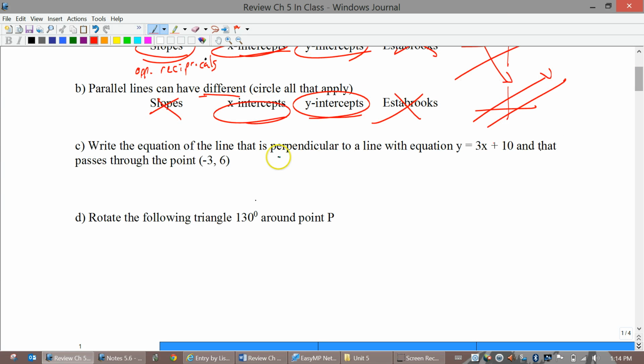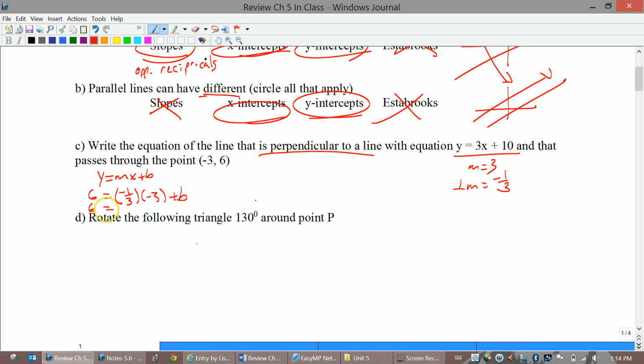Find the equation of the line perpendicular to the given line. Perpendicular slopes are opposite reciprocals, so the slope of this line is 3, the perpendicular slope is -1/3. Then we can put it in slope-intercept form first if we want, or we can put it in point-slope form. Slope-intercept form is this guy. If we put the point and the slope in there, -1/3 as the slope.